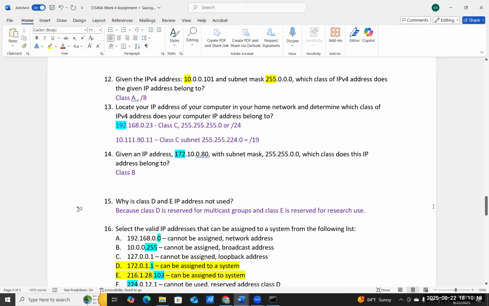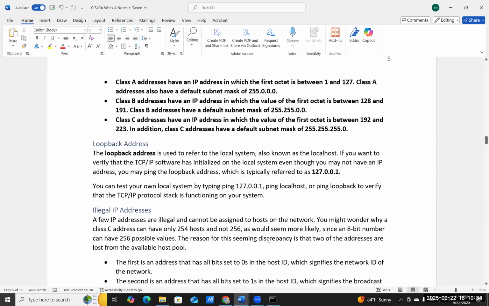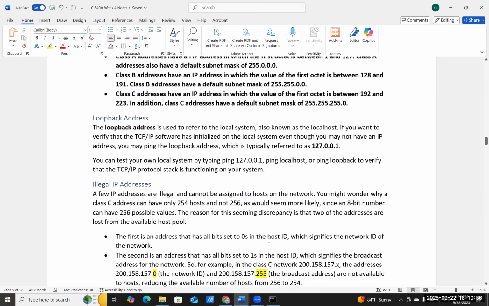Question? Okay, so before we go to a little bit of a different direction when we're talking about addresses, right? Let's flip back to the notes. So after your classes, there's a section on loopback address. This is how it can see itself, right? Through the loopback address, you see its own connection.